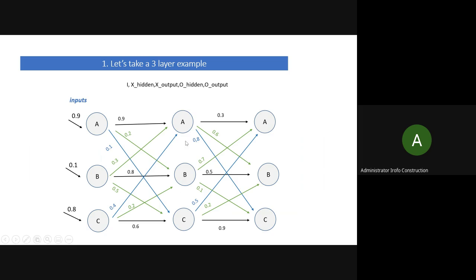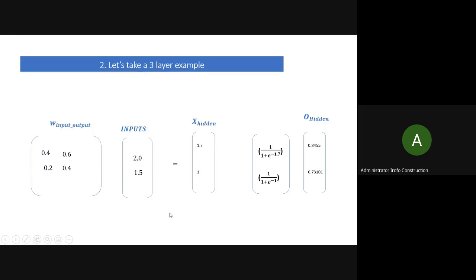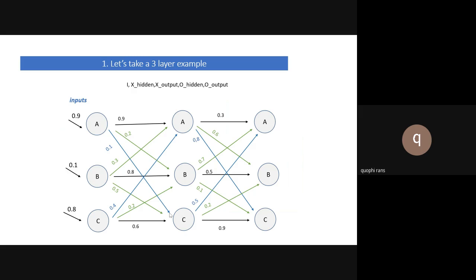Because it's a 3-layer neural network, you're going to get 2 link weight matrices. One will be between the input layer and the hidden layer, and another one will be between the hidden layer and the output layer. I'm talking about the one between the input layer and the hidden layer. It's the same idea, the same calculation, like what you just did here.